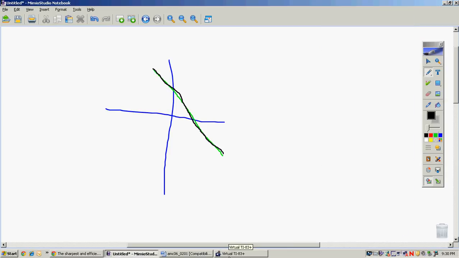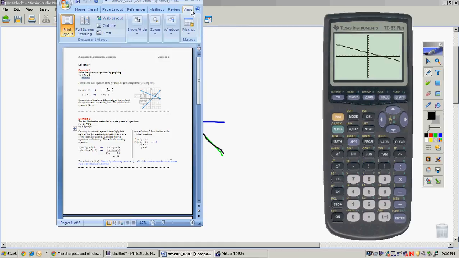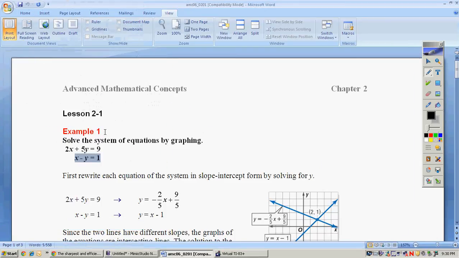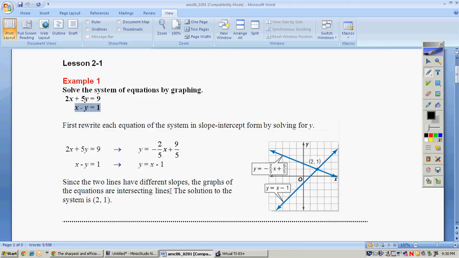Alright? So with that said, that is the first example of section 1 of chapter 2. That's only the first example when we are solving by graphing.